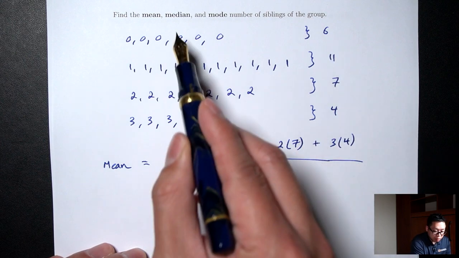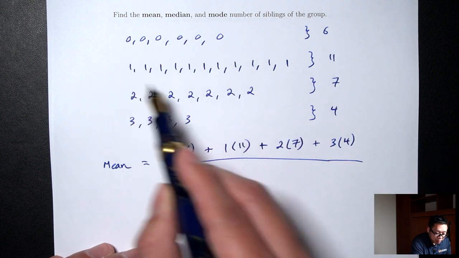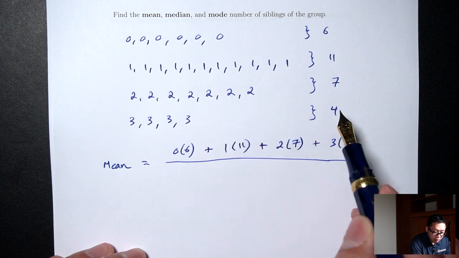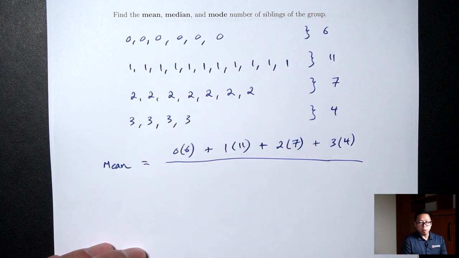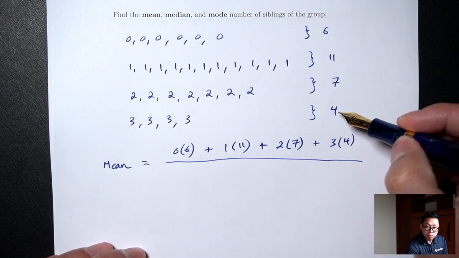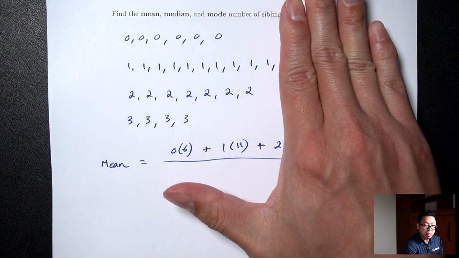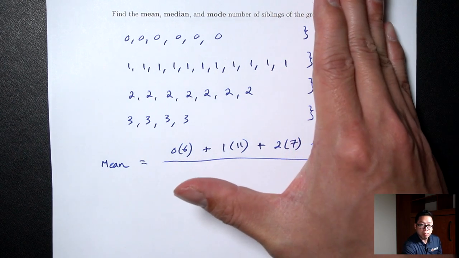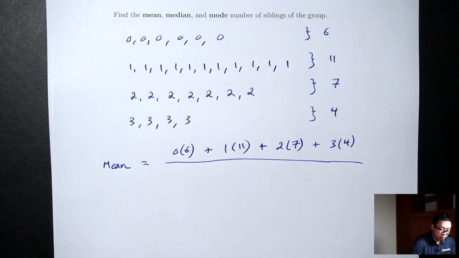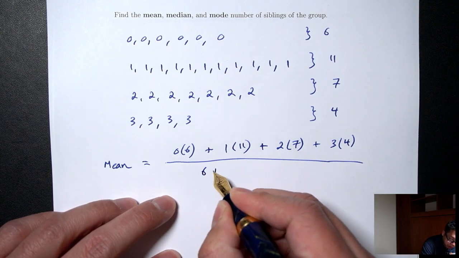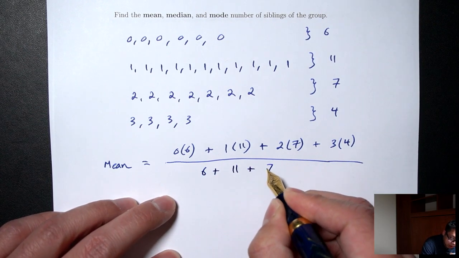The 6 means that there's 6 of these, there's 11 of these 1s, there's 7 of these 2s, and 4 of these 3s. Which means all I need to do is add up these frequencies, and that should tell me how many data values I have in my data set. So add up the frequencies: 6 plus 11 plus 7 plus 4.